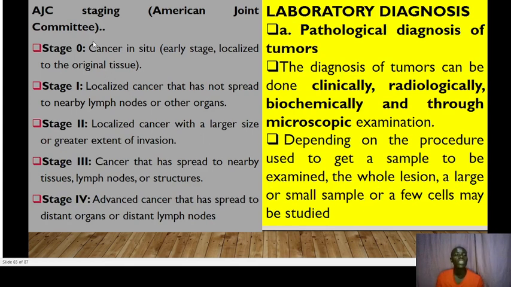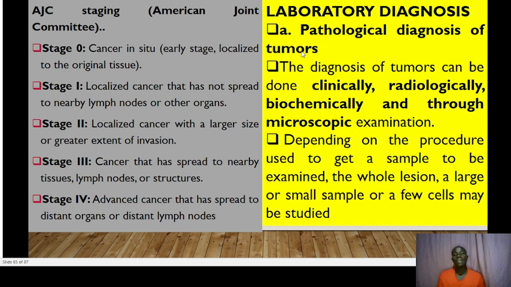So stage 0, this is cancer in situ. Early stage, this is localized to the original tissue. Stage 1, this is localized tissue that has not spread to nearby lymph nodes or other organs. Stage 2, we have localized cancer with larger size or greater extent of invasion. Stage 3, we have cancer that has spread to nearby tissues, lymph nodes, or structures. Stage 4, we have advanced cancer that has spread to the distant organs or distant lymph nodes.